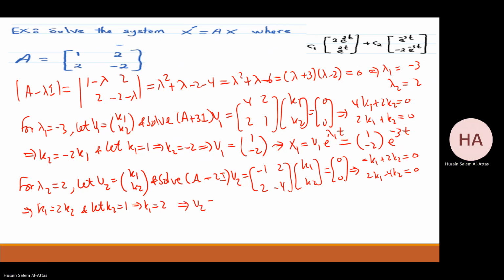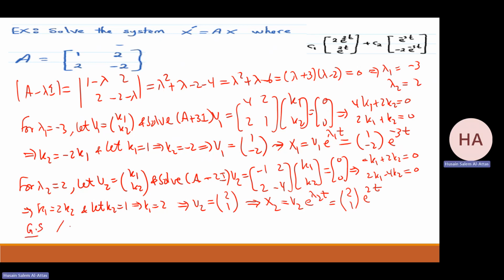So my v2 will be 2, 1. And what will be x2? v2 e^(lambda 2 t), which is 2, 1, e to the 2t. General solution: x will be c1 x1 plus c2 x2, which is c1 times 1, minus 2, e to the minus 3t, plus c2 times 2, 1, e to the 2t, which is this one, in another way, it's okay.